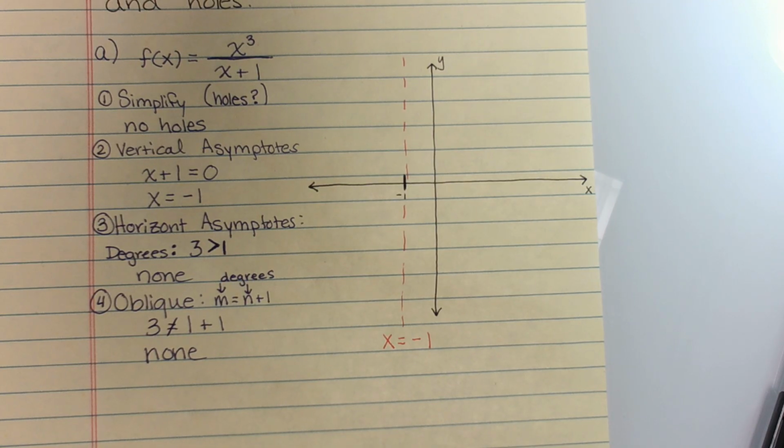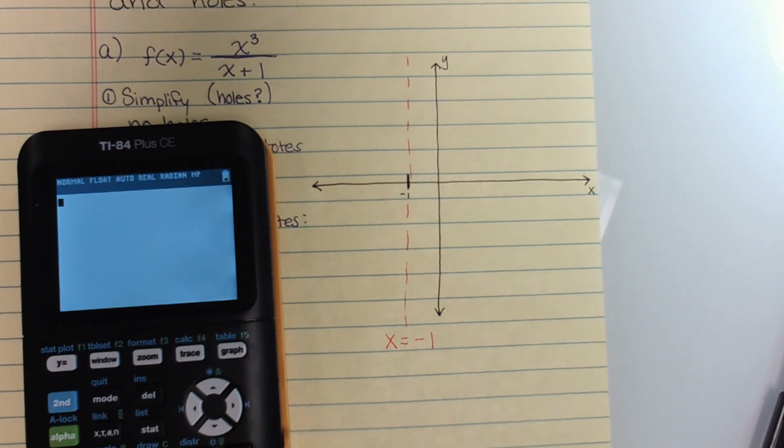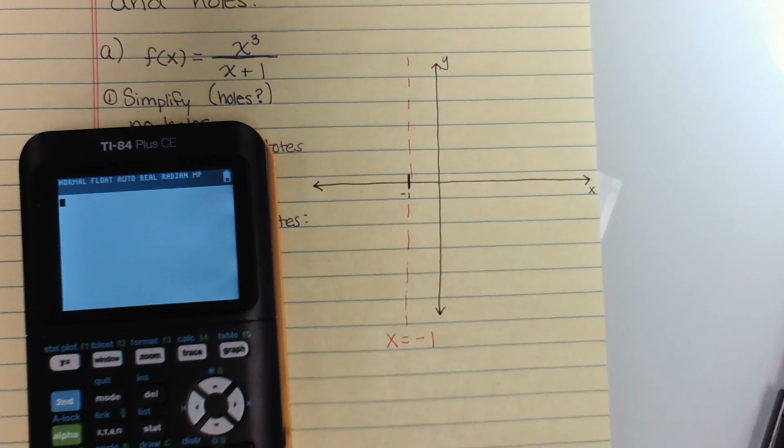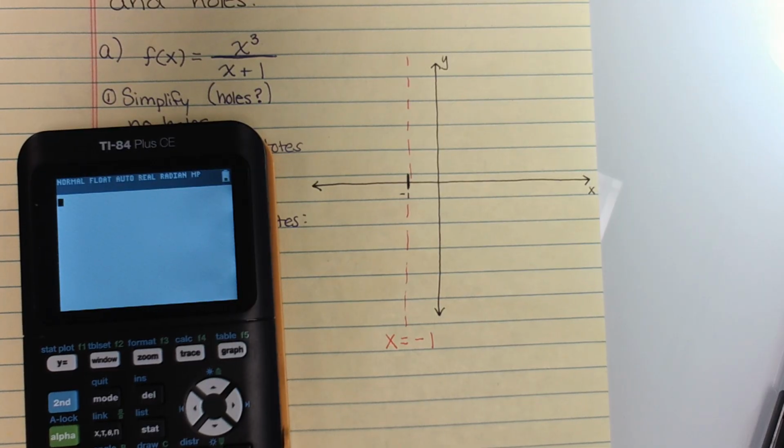It's my only asymptote. From here, if I want to figure out what the graph looks like, it's a sketch. It doesn't need to be perfect. I have a graphing calculator for a reason. How do I get into my graphing menu on my graphing calculator?